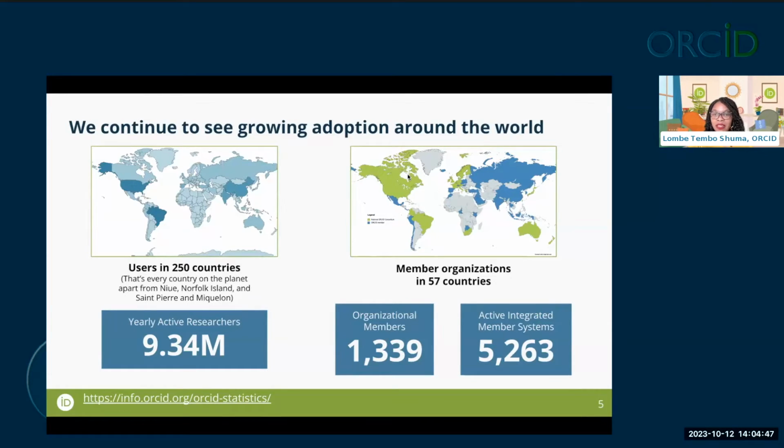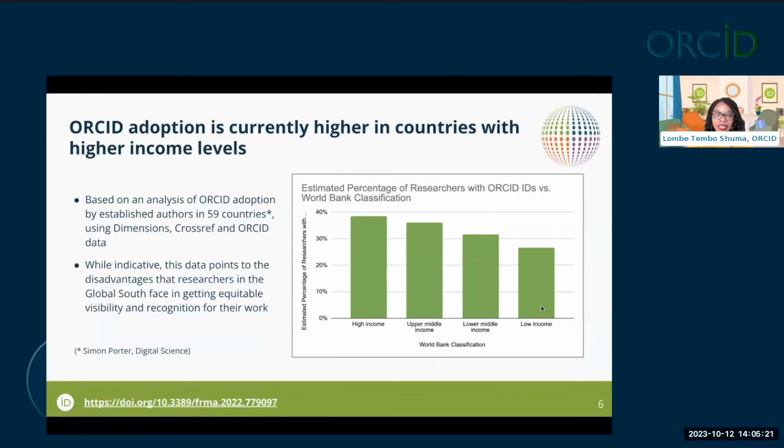This map here shows the consortium members in green, and the blue shows ORCID members. So as you can see, in Africa, we have very few member institutions, but we do have over 9 million yearly active researchers, over 1,300 organizational members, and over 5,000 active integrated member systems. More information can be found at info.orcid.org/ORCID statistics, in case you're interested in getting more information on that.